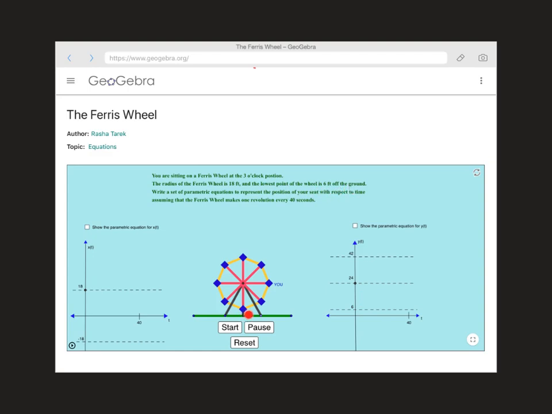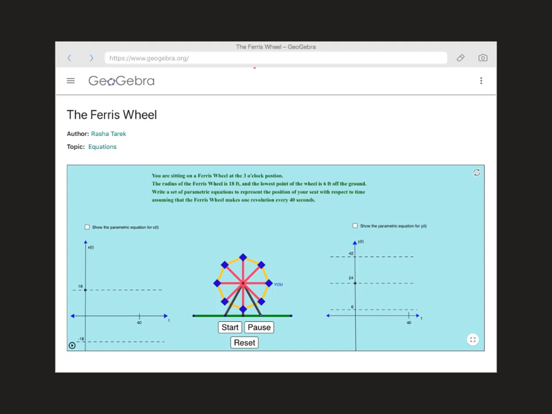You can see that there's a little gap there, and there's our 6 feet off the ground over here. And then it says, write a set of parametric equations, and that just means an equation with a parameter in it, and in this case our parameter is going to be time, to represent the position of your seat with respect to time, assuming that the Ferris wheel makes one revolution every 40 seconds. And so 40 seconds on our time axis will be one period of our graph.